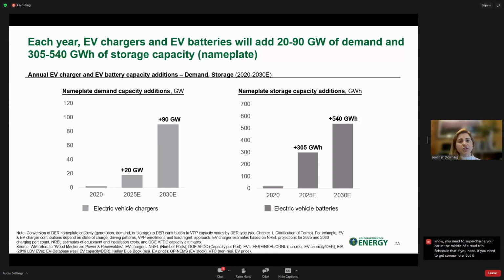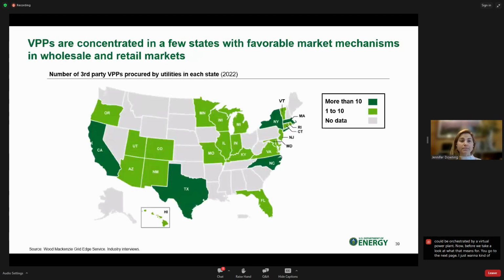But if even a fraction of this capacity is available to be shifted, for example, overnight at someone's home, that represents an enormous amount of capacity that could be orchestrated by a virtual power plant. Now, before we take a look at what that means for VPPs, if you go to the next page, I just want to underscore our starting point.